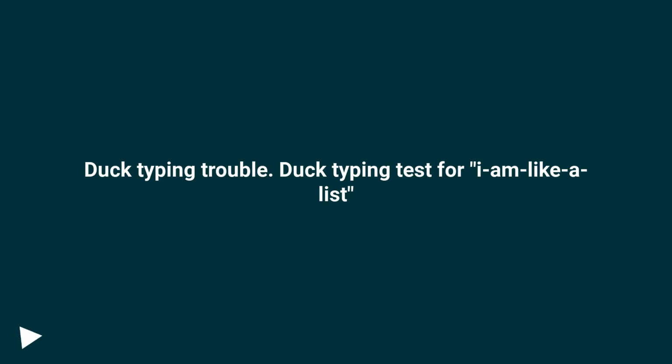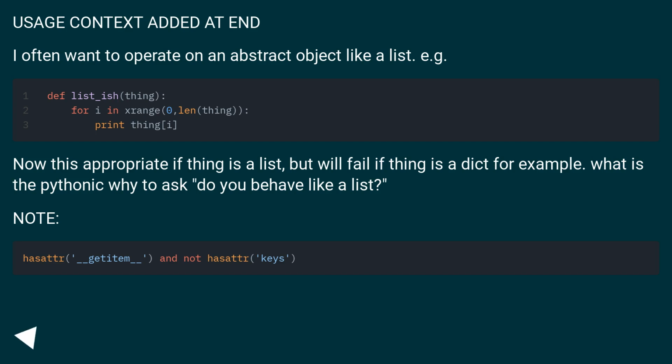Duck typing trouble. Duck typing test for "I am like a list." Usage context added at end. I often want to operate on an abstract object like a list. For example, now this is appropriate if thing is a list, but will fail if thing is a dict, for example. What is the Pythonic way to ask, do you behave like a list?